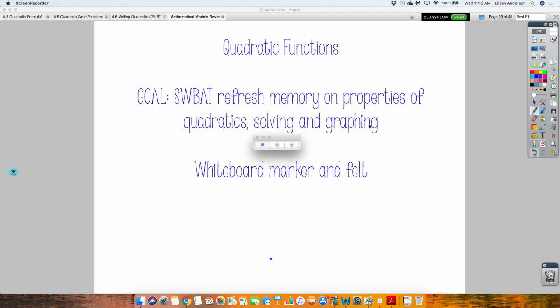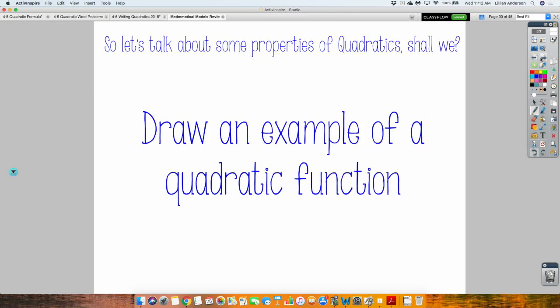So we're going to refresh your memory on quadratics, how to solve them, graphing them, and so we're going to be doing a lot of stuff on your desk just like before. Okay, so if you need a sheet of paper out to write down a little bit of notes, things like that, please go ahead and do so. To start off, let's talk about some properties of quadratics, shall we?